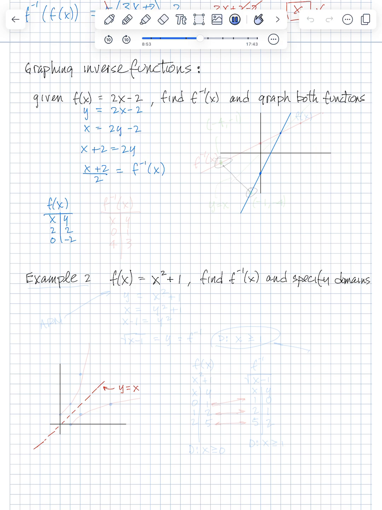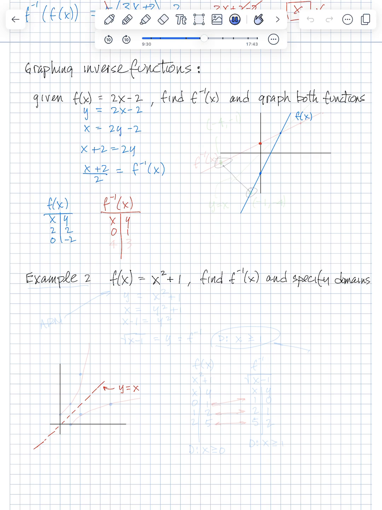Okay, so this is f of x in blue. We'll do f inverse in red. So for f inverse of x, we want to do an xy table. When x is 0, we have 0 plus 2 over 2, so y is 1. Let's put that there, 0, 1.